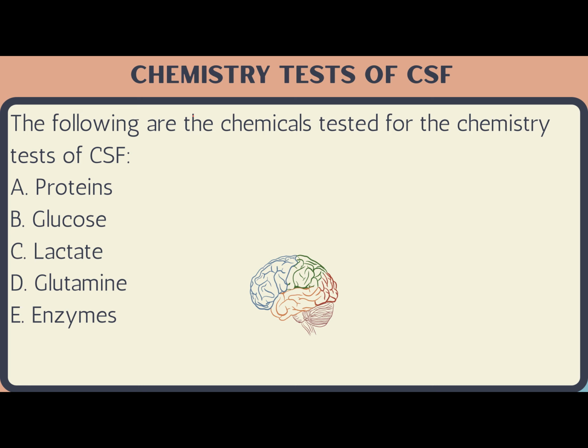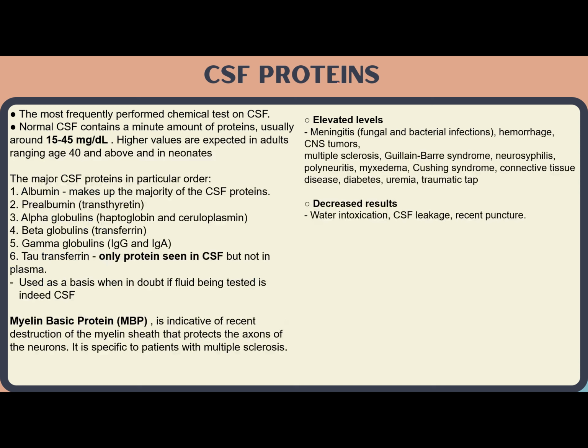Now let's talk about the chemistry of CSF. So we're done with your hematology. Now let's go to CSF. So the following chemicals are tested for chemistry, class. Proteins, glucose, lactate, glutamine, and enzymes. Let's start first with your CSF protein. So CSF protein, class, is the most frequently performed chemistry test on CSF.